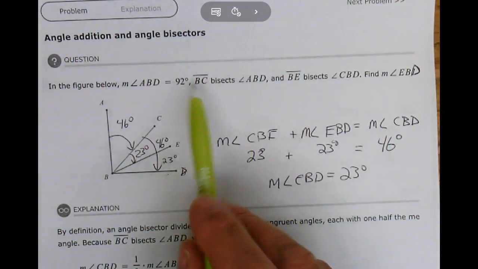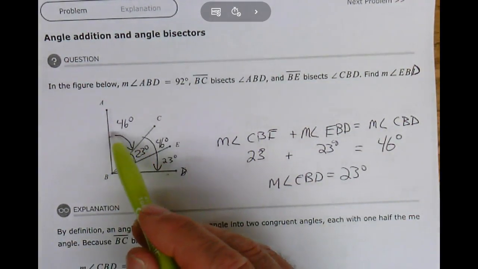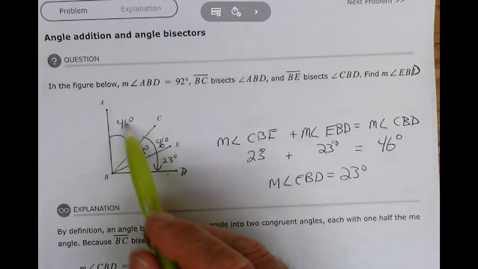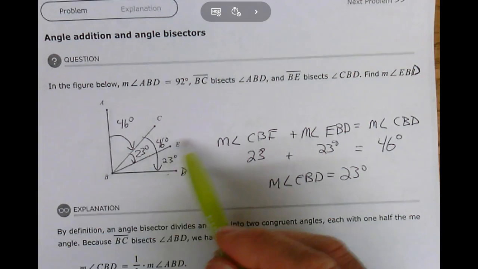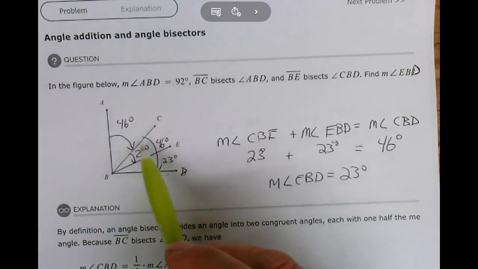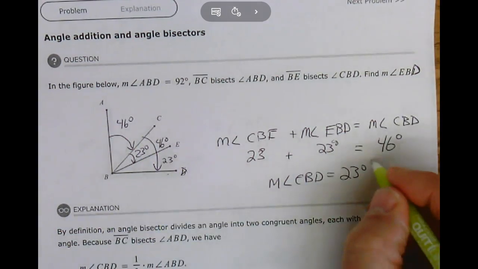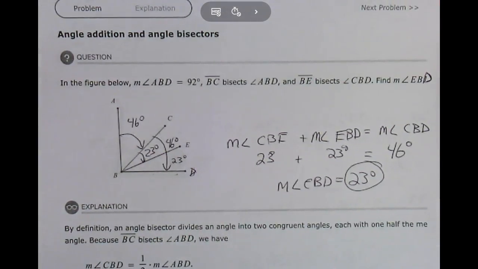So we get two bisectors. This is a bisector. We know the whole thing is 92. We end up with 46 and 46. Then we know that BE also bisects this 46. So then we know 23 and 23. And then that's how we get that answer.